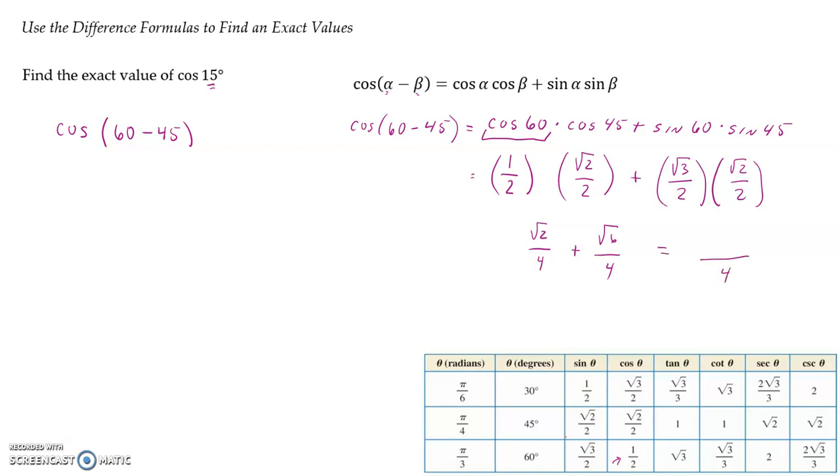Alright, we're going to keep our denominator. On top, the radical 2 and the radical 6 are not like terms, so we're going to leave them exactly like we see them. So this would be our final answer as an exact value.